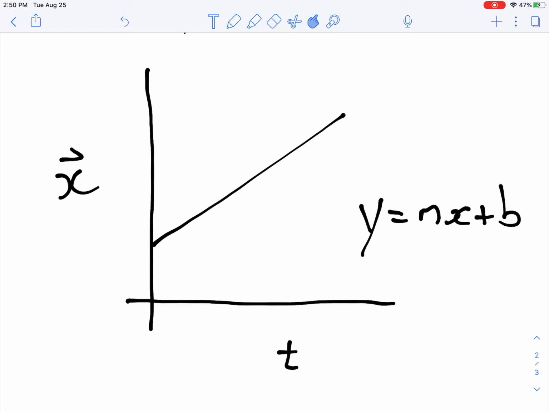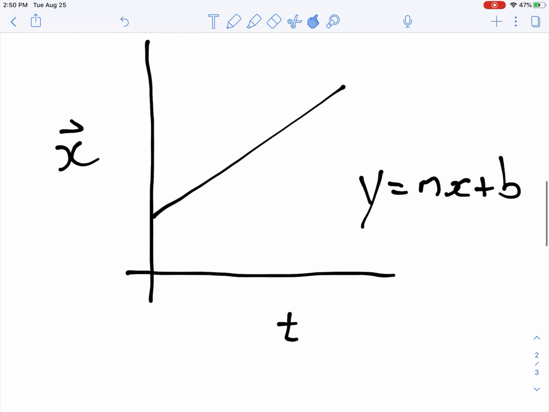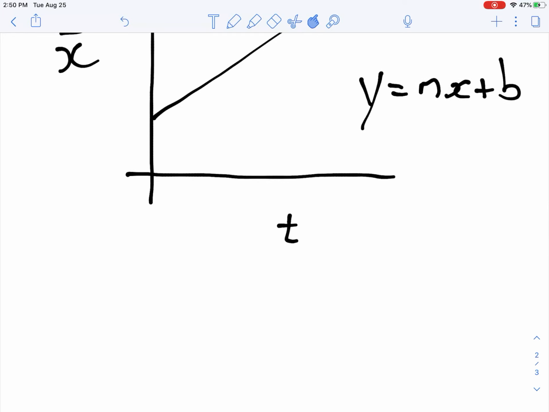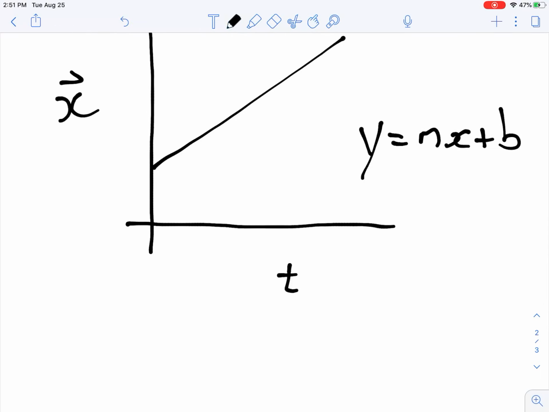Now, I'm not actually plotting y or x, I'm plotting position and time. So my variables are x and t. What I want to do is rewrite this equation using the variables that I'm actually using. The y variable would be x final. That equals the slope, which I'll just keep calling m, times the x value. The x value in our case is t. And then plus the y-intercept. The y-intercept is going to be the initial position.